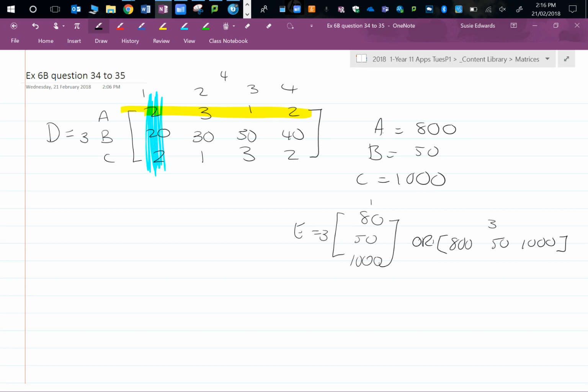Yeah. So if we look at this, if we were going to multiply something here, because there's 4 columns, we would have to be multiplying by 4 rows. Do any of these have 4 rows? No. So therefore we have to multiply this, pre-multiply this first. Okay, so think about that.